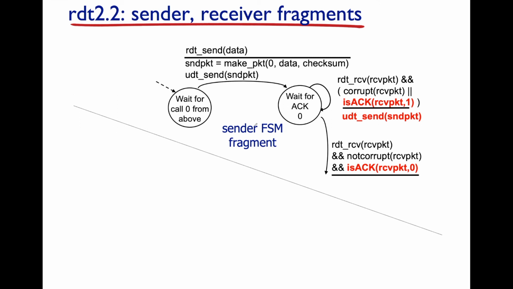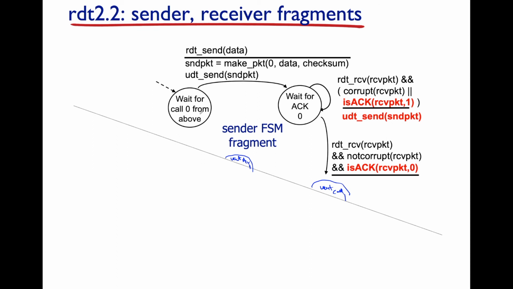And so you can imagine then, over here, we're going to have a state called wait for call 1 from above, and then down below, we're going to have a state called wait for ACK 1, right? And so it's the same as this upper fragment, replicated, but instead of saying 0, we're going to say 1 for the other half of this fragment.